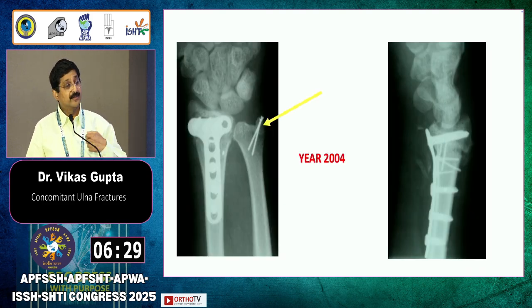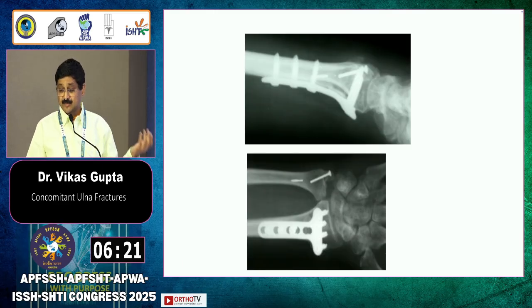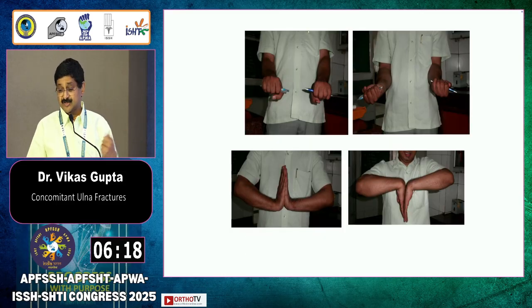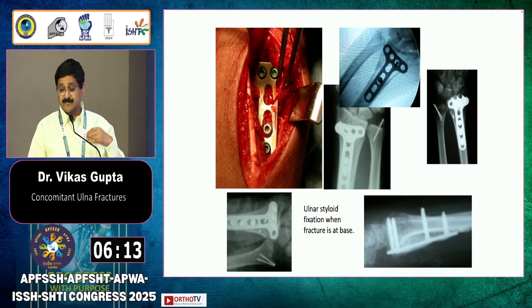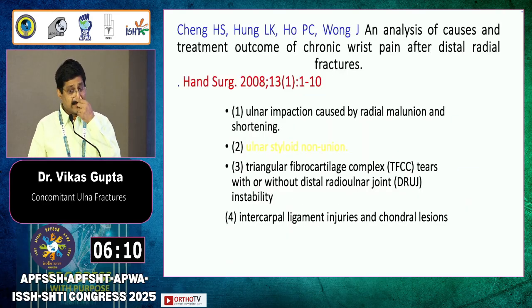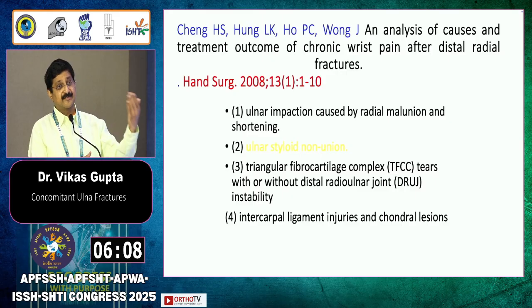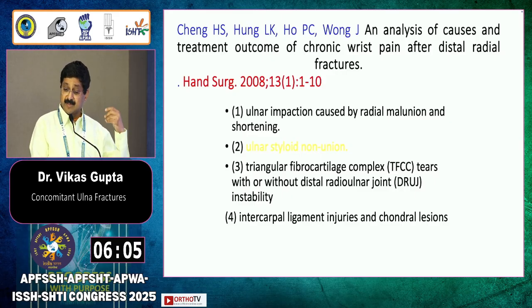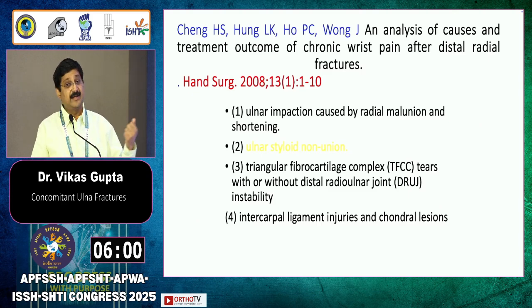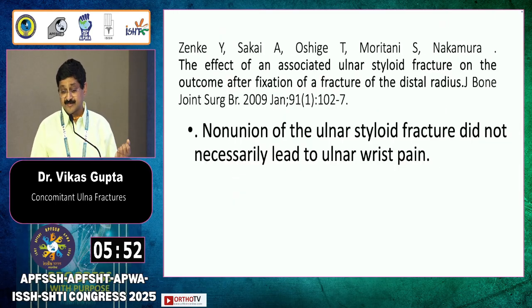In 2004, this fracture was fixed in many different ways. Everyone had a different experience. We also tried many things: single screw, 2 screws, tension band wiring, and we were having good results, happy. The base of the styloid fractures, we were fixing all of them. Then a paper came in 2008. It is not only the styloid fracture; it can be because of shortening, ulnar impaction, TFCC injuries, and intercarpal injuries. As our anatomy and biomechanics knowledge increased, we were not concentrating only on styloid fractures.